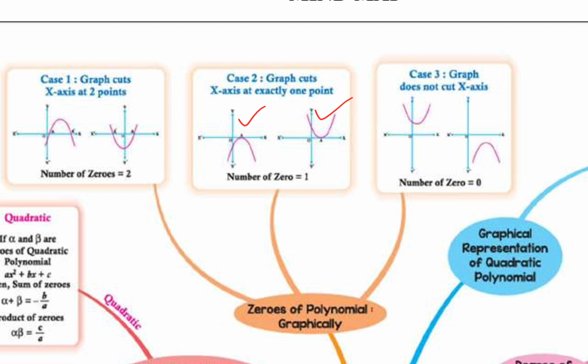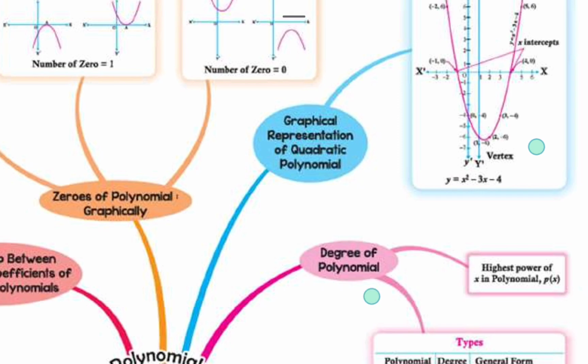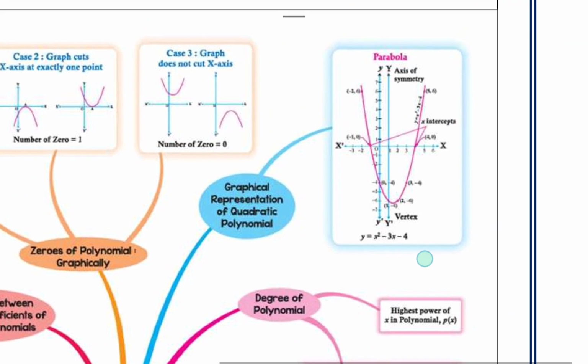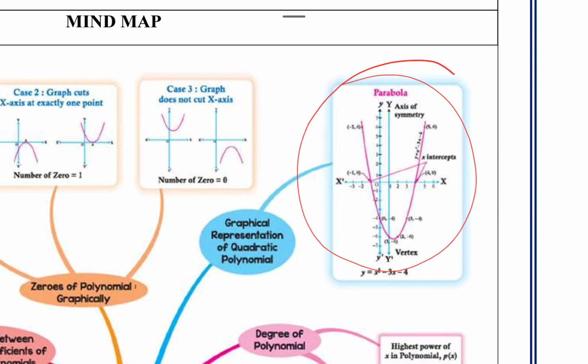Here the graph does not cut the x-axis, so the number of zeros is 0. Here the graph touches at 1 point, so the number of zeros is 1. There is no touching of the x-axis, so the number of zeros is 0. I hope you understood. Next, we move to the graphical representation of a quadratic polynomial. You will get the graph as a parabola. These are the things you will study in this section, and plotting the graph is very important, and writing the scale is also important.